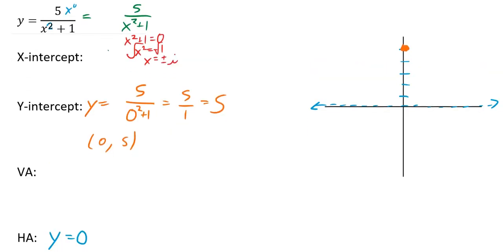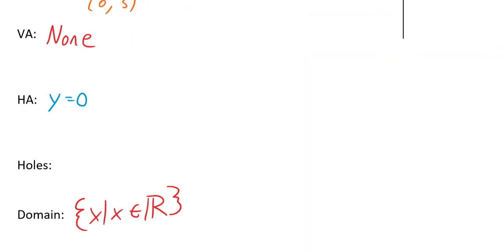The fact that the domain is all real numbers tells me something about the vertical asymptote and the holes. Remember, a vertical asymptote comes from excluded values that don't cancel out. There were no excluded values, nothing canceled or didn't cancel, so there's no vertical asymptote. Holes come from excluded values that did cancel out. There were no excluded values, so obviously none canceled out, so there are no holes.